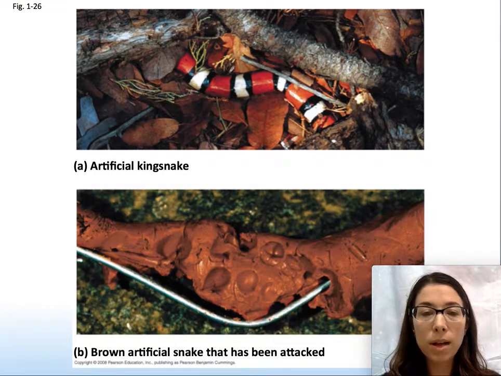So when they went back and got the snakes, let's look at the results or the pictures of the results. When they went back to get the snakes, they saw puncture marks, right, wounds from other animals that had attacked these snakes.